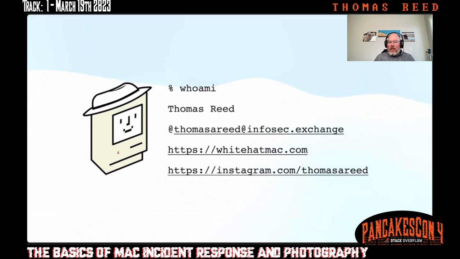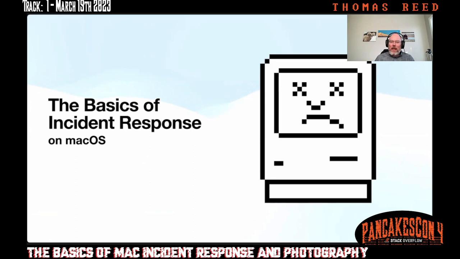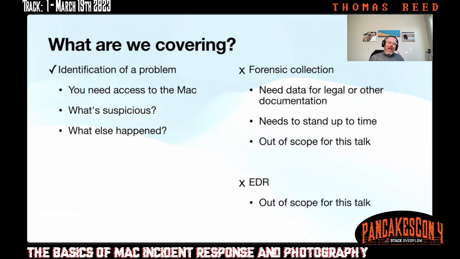So let's go ahead and get on with it. First, we're going to start out with the basics of incident response on macOS. What we're going to be covering today is all about identification of a problem. So you've got a Mac in your org, you think that it might have been infected with something, and you just want to fix the problem. So you need access to the Mac, and you need to look for what's suspicious on the machine and what else happened with that machine that might be related to whatever you're seeing that's suspicious.